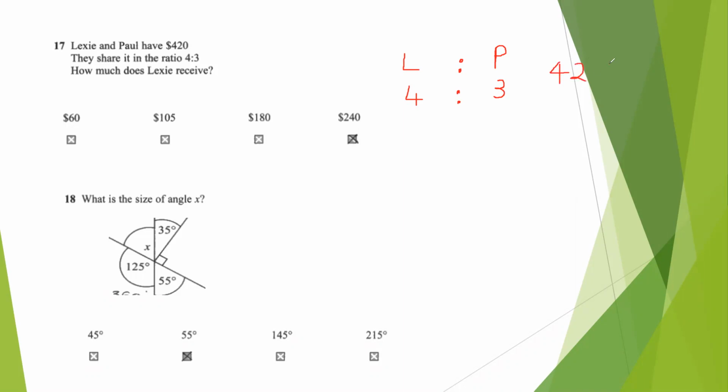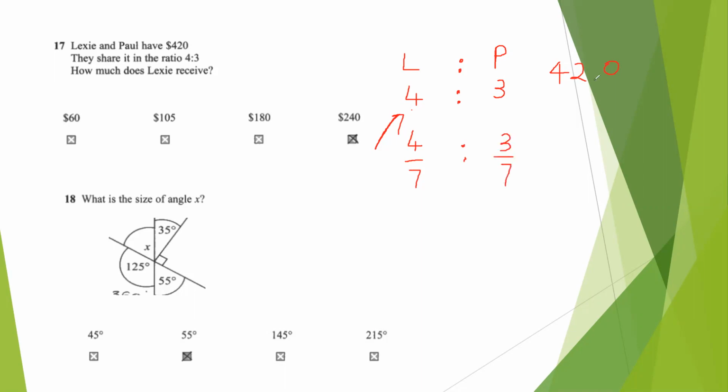Now the question they ask, how much does Lexi get? So you have to find this. First of all, you can write it as a fraction. Lexi is having 4 parts. Paul is having 3 parts. So when I write it as a fraction, 4 plus 3, it's 7. So Lexi is having 4 out of 7, and Paul is having 3 out of 7. So that part you write first.